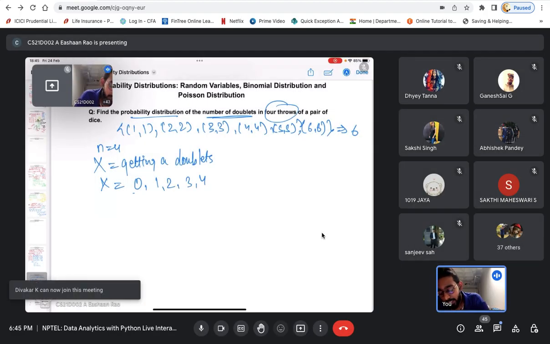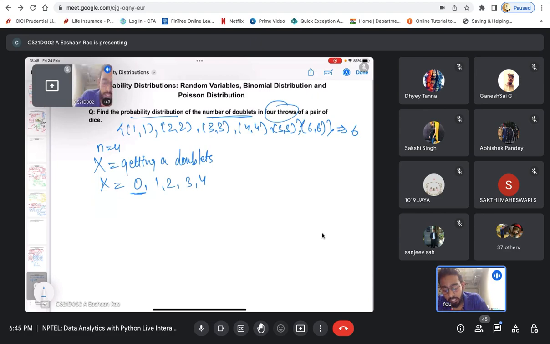What this means is, if I'm trying to get a doublet here, there's a chance that I may not get a doublet, that is 0. Or out of these 4 throws I may get one pair of doublet, or 2 pairs of doublets, 3 pairs of doublets, and so on. So I have these 5 different scenarios that I need to calculate the probability distribution for. I have n equal to 4, which is already defined.